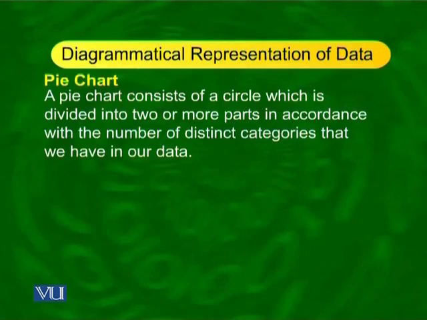One of the very interesting and effective ways of representing this kind of data diagrammatically is to draw a pie chart. A pie chart consists of a circle which is divided into two or more parts in accordance with the number of categories that we have in our data.